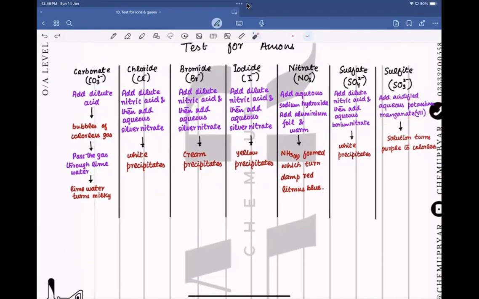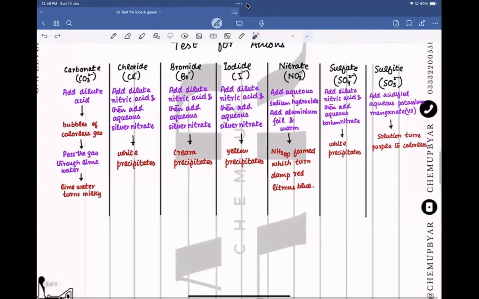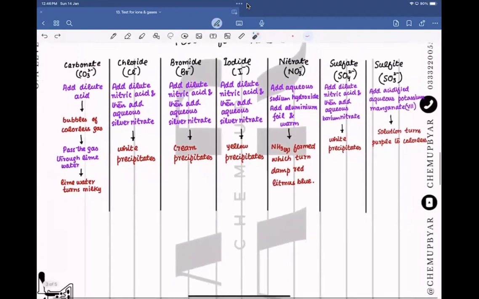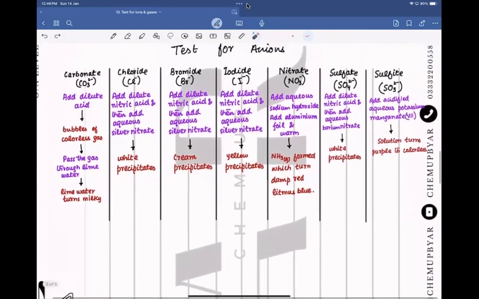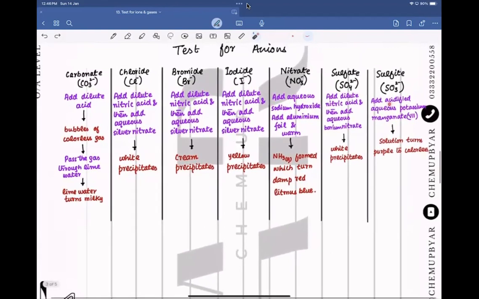Okay, take the screenshot, then we will continue further. Sir, for which one do we use the same reagent? This acidified aqueous potassium manganate(VII) is also used to identify the reducing agent as well.